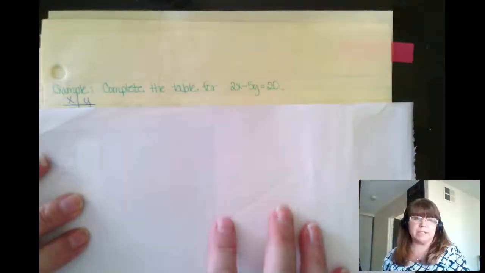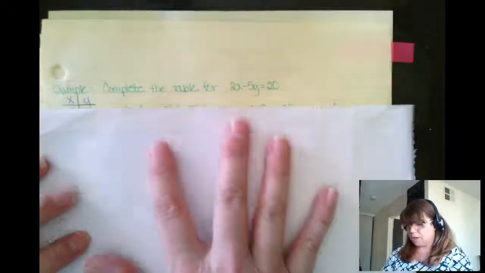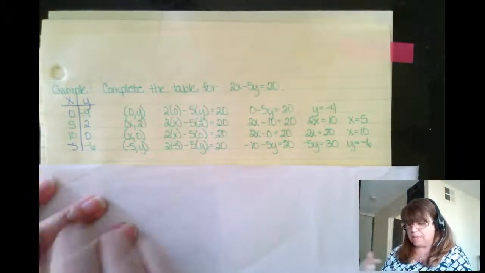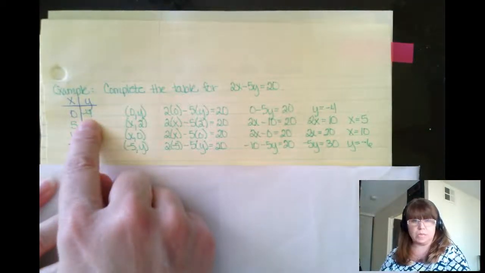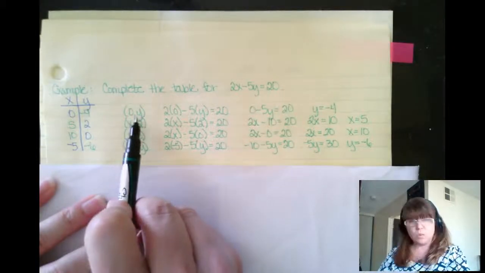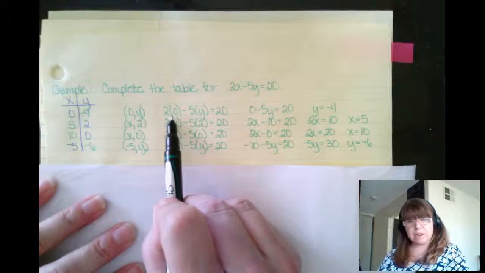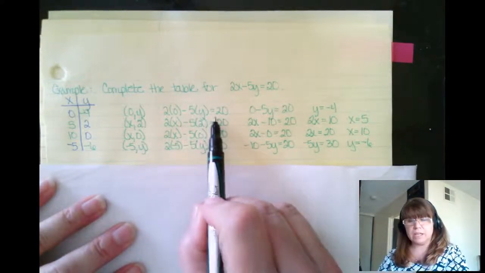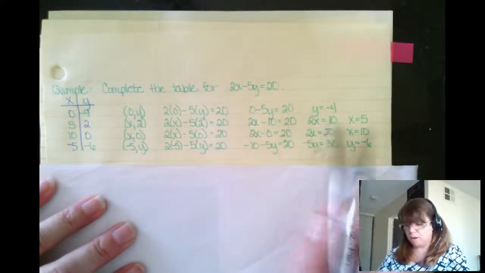Sometimes it's a little bit easier, given a table, to fill in the blanks. So I'm going to go ahead and reveal this whole entire problem. I'm given the blue numbers, and I have to find the green numbers. So let's walk through this. For 0, y, because I don't know what y is, I plug in a 0 wherever I see an x. So 2 times 0 minus 5y equals 20. Negative 5y equals 20, therefore y equals negative 4.